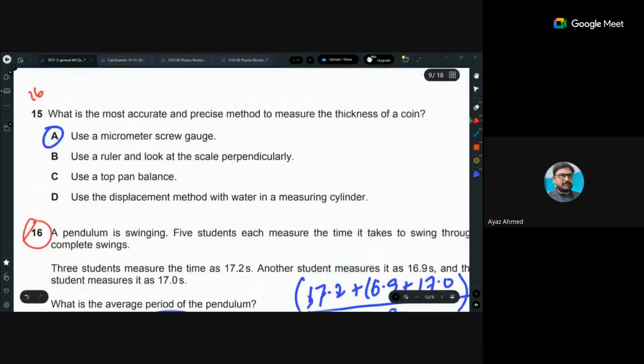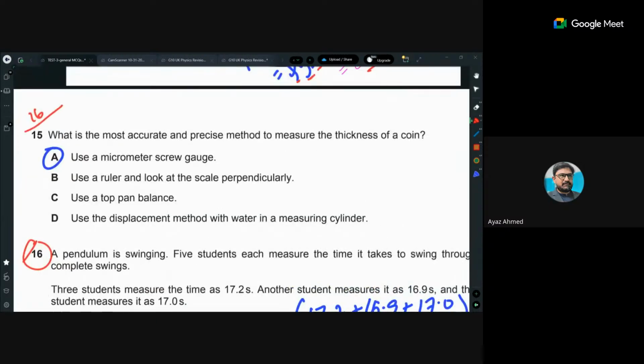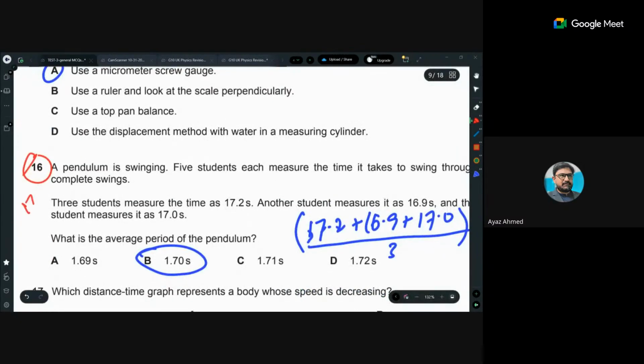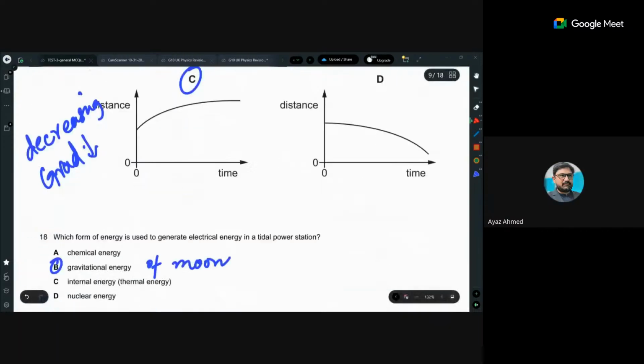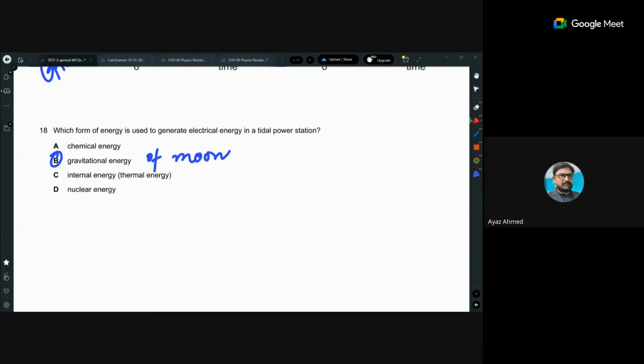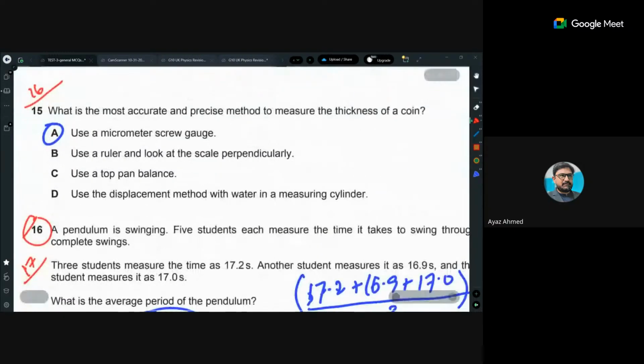So you have 16 here. You will check it for 16. You will check it for 17. And you will check it for 18. Okay? This question must have gotten missed somewhere. Don't worry. It's not a big issue.